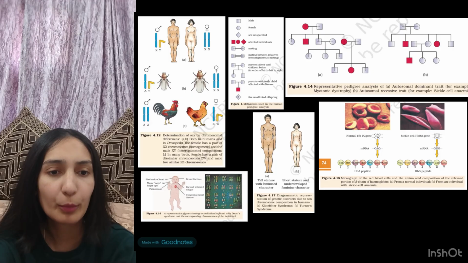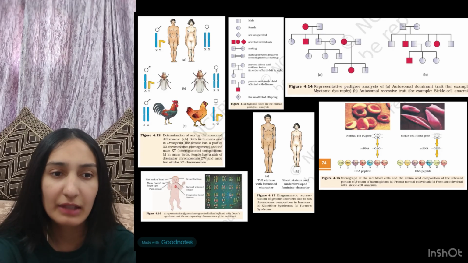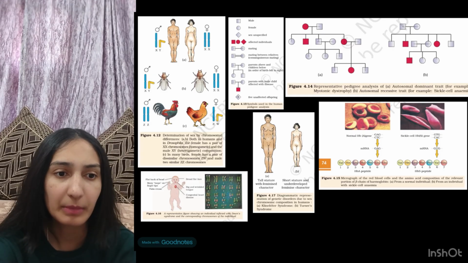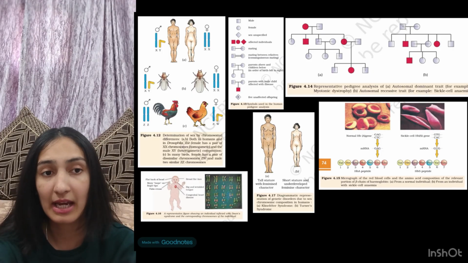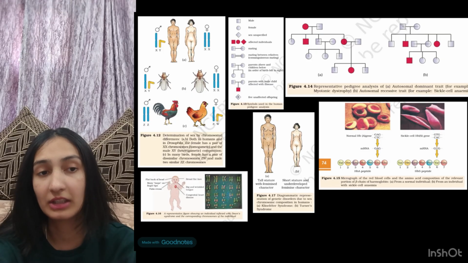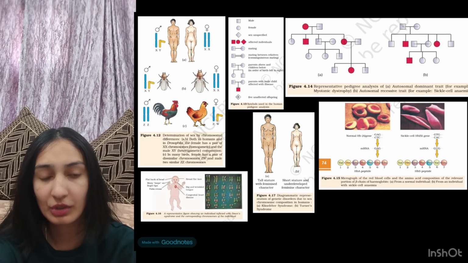Now, in figure 4.15, you can see a micrograph of the red blood cells and the amino acid composition of the relevant portion of the beta chain of hemoglobin. A is from a normal individual, and B is from an individual with sickle cell anemia. So you need to know what changes are happening in it, the shape, and what gene gets changed in this.